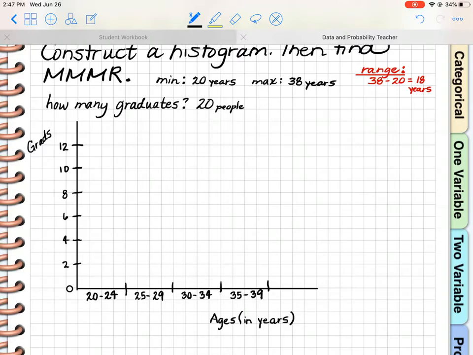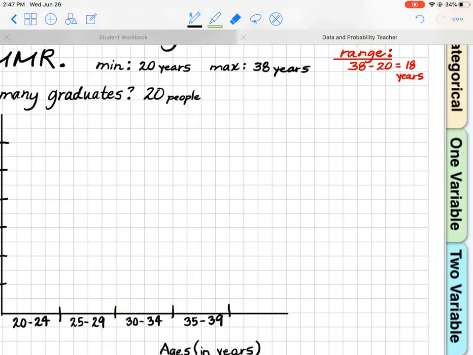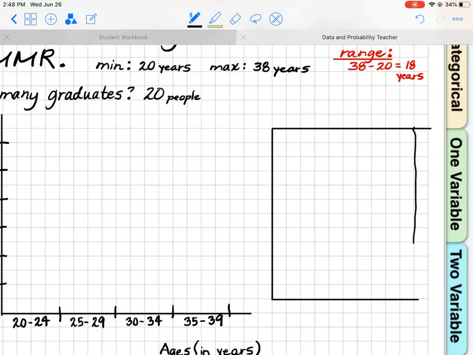Okay. So somehow you and I have to figure out how to organize this data. And this is how I would do it. You don't have to do it this way, but I think this is the easiest way. Come down here and draw yourself a table like that. I am not an artist, my friends. Can you tell?